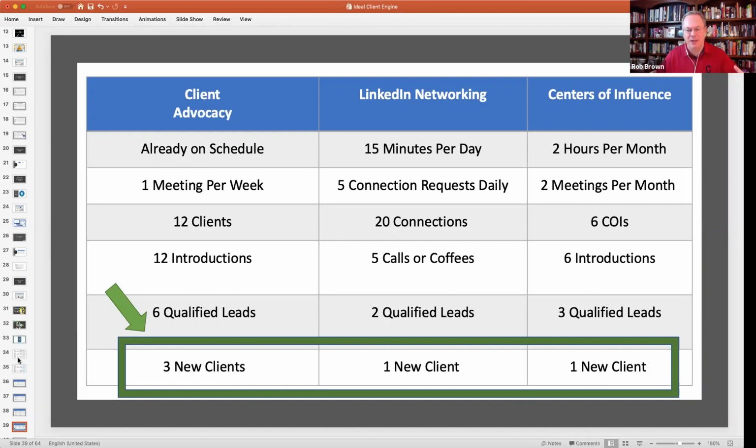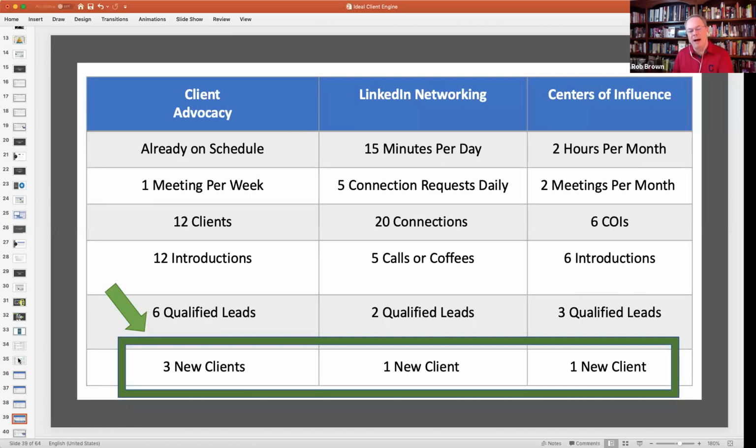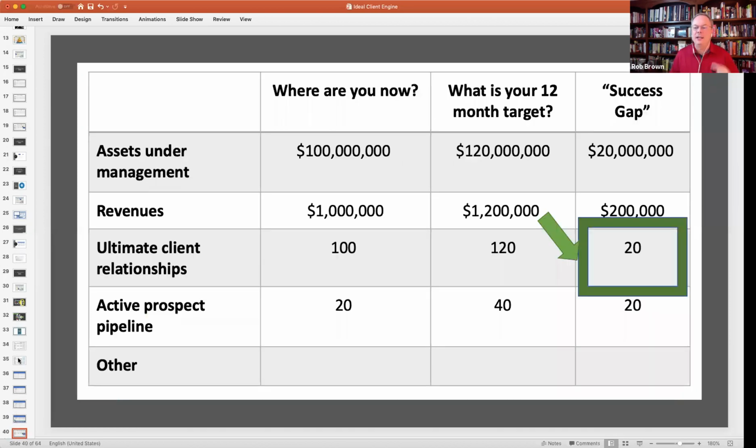That's this advisor's ideal client engine that matches up very specifically not only to his 12-week goals, but his 12-month goals. Because if he brings in 5 new clients a quarter, he's going to hit those 20 new ideal client relationships over the course of the year. And he's going to close that success gap.